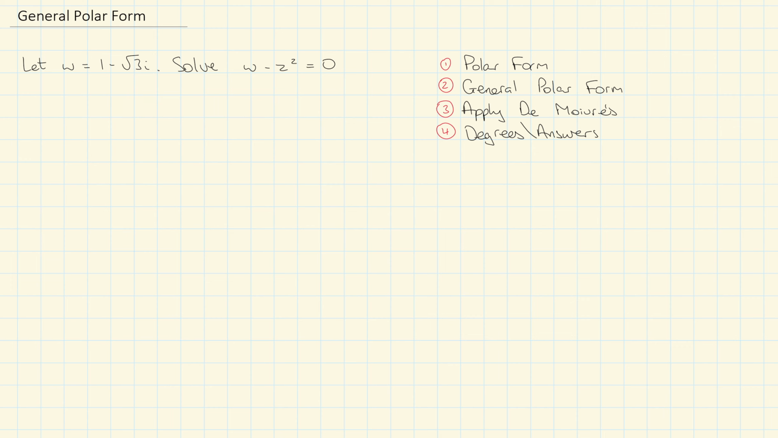Very similar to polar form, we just need to add on 2n pi. So our general polar form is r cos of theta plus 2n pi.